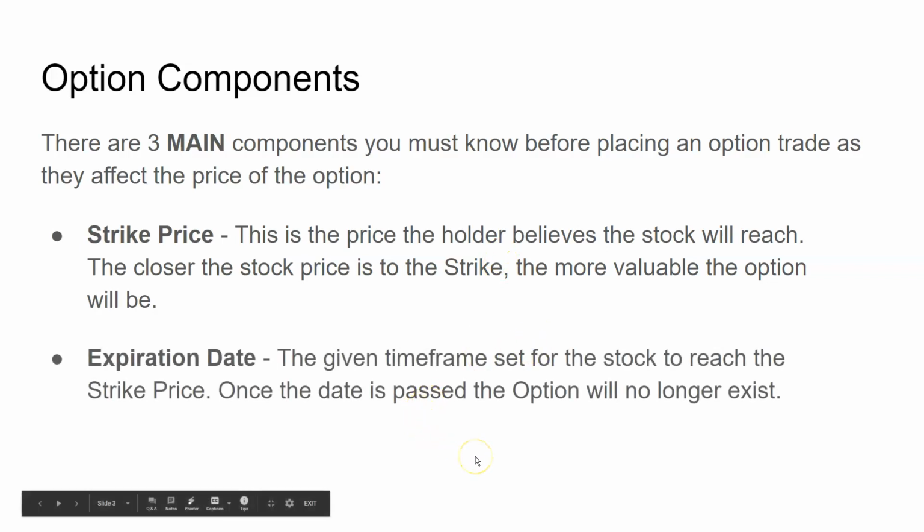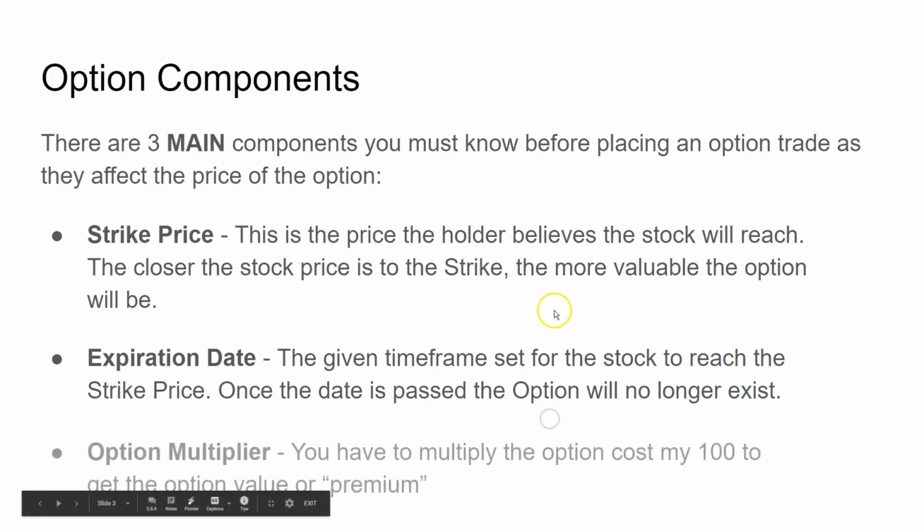Next is the expiration date. This is the given time frame that the holder will give for the stock to reach that certain strike price. Once the date has passed, the option will no longer exist and it will fade off into oblivion. If the option expires, then you're just losing your option premium. And we'll get more into detail here in a bit.